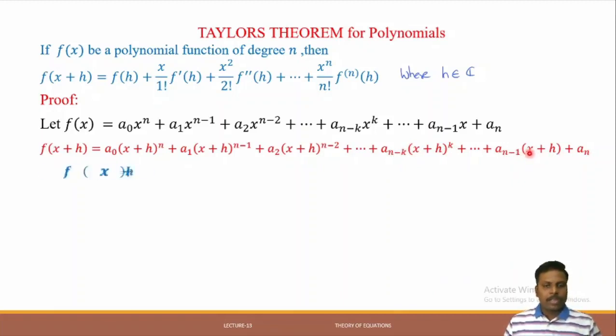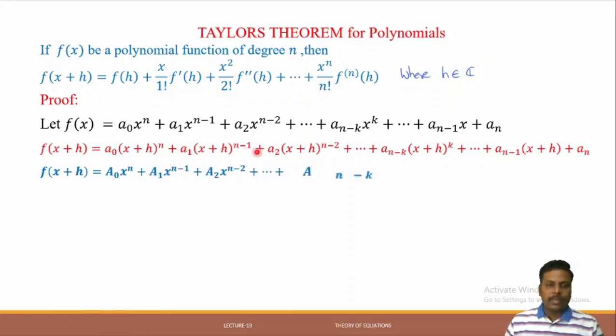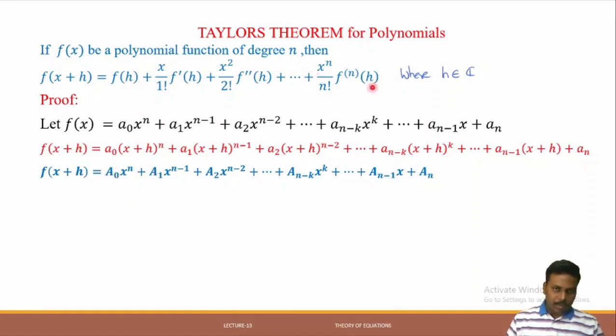Now this is going to be again an nth degree polynomial. Let f(x+h) be equal to A0 x^n + A1 x^(n-1) + A2 x^(n-2) and so on up to A(n-k) x^k + A(n-1) x + An. That means we have to find out these coefficients. Now these coefficients are precisely given by this formula. Let us see how we get that.